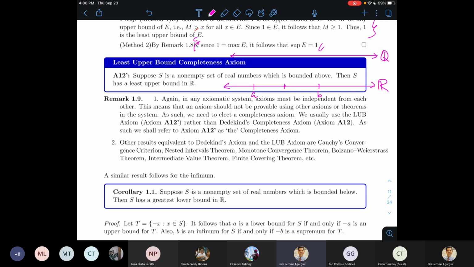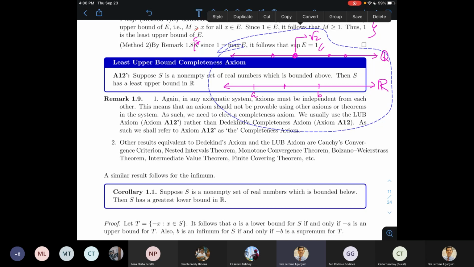Kasi ordered field ang Q. However, may mga butas diyan kasi meron diyang mga kulang. For instance, square root of 2 is not a rational number. So that means the point corresponding here to root 2, kailangan may hole diyan kasi hindi siya part ni Q. So, yeah, that's basically completeness in a nutshell.